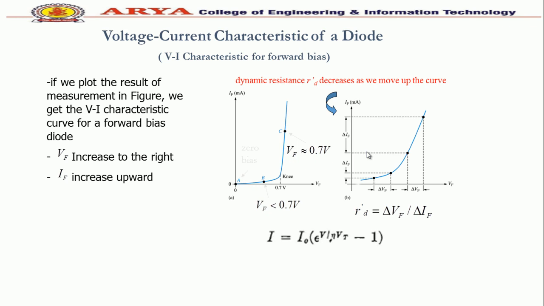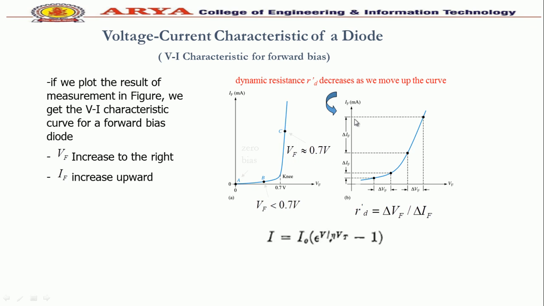Similarly, instead of using static resistance, in practice we use the dynamic resistance or AC resistance of the diode. The resistance offered by a diode to an AC signal is called dynamic or AC resistance. The AC resistance of the diode at a particular DC voltage is defined as the reciprocal of the slope of the forward characteristic.